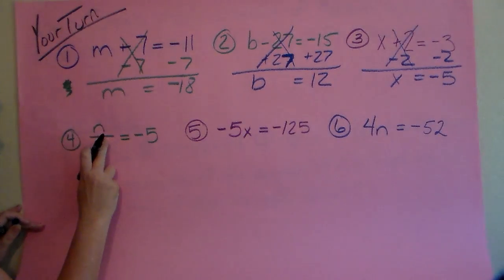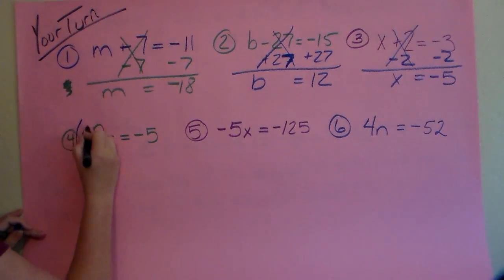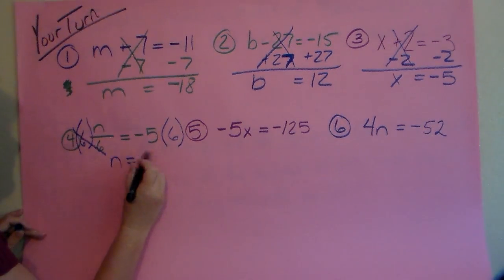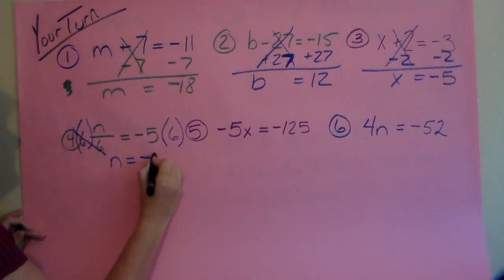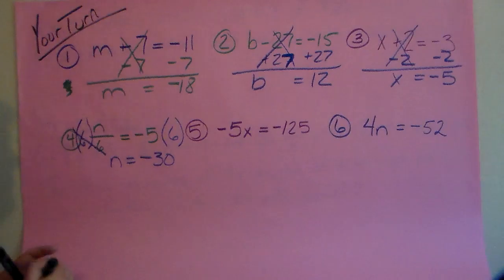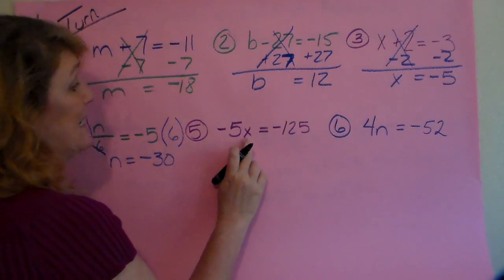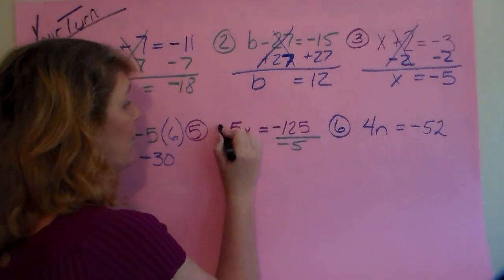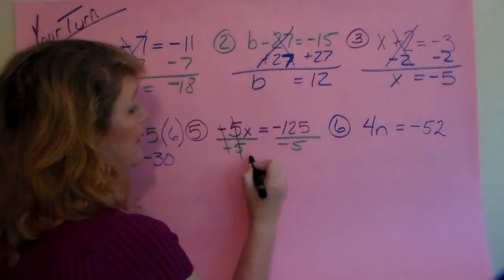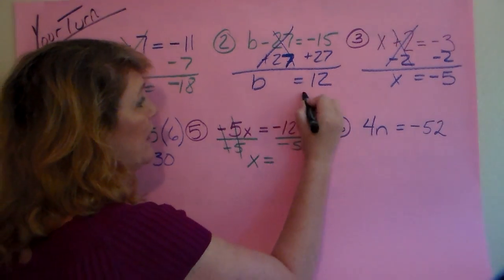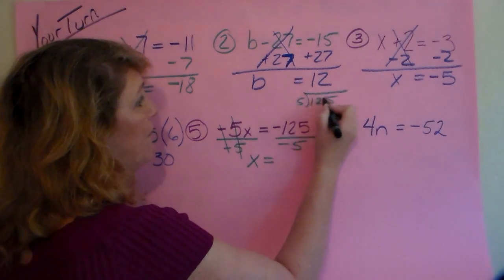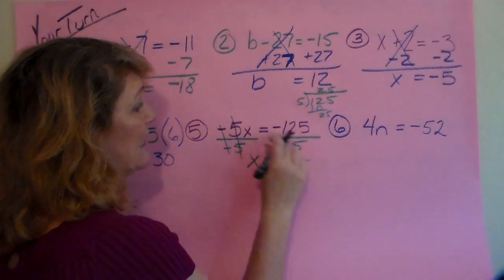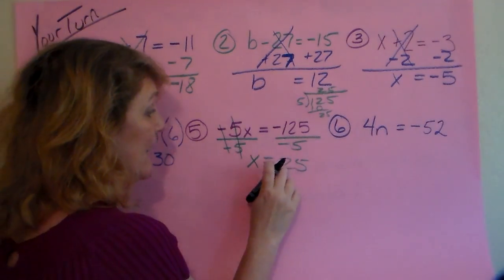I have a 6 dividing my n, so I'm going to multiply both sides by 6 to get rid of those. So now n equals negative 5 times 6, which is negative 30. I have a negative 5 multiplied to my x, so I'm going to divide each one by negative 5 so I can get rid of the negative sign and the 5. So now x equals, and 125 divided by 5 is 25. There's two negative signs, so my answer has to be positive.